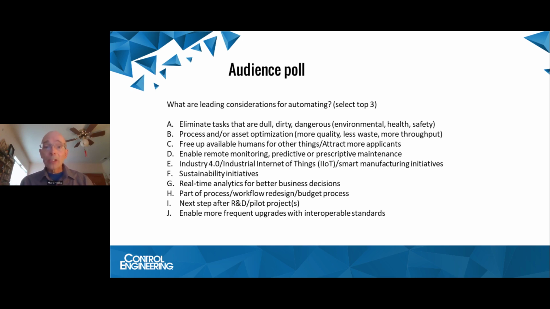So let's see how the poll is doing. Wow, look at that. Okay, so we have about 25%. The highest one would be choice B, process and or asset optimization for more quality, less waste, and more throughput. The second highest, tied for second, is the first choice, eliminate tasks that are dull, dirty, and dangerous, and D, which is enable remote monitoring and predictive or prescriptive maintenance. So that allows us to get a little more feedback from our audience. And now we can get on with the presentation. Thank you very much for participating in that poll.